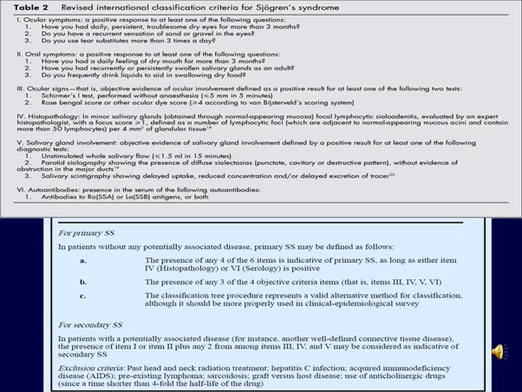Please note the criteria 1, 2, 3, 4, 5, 6. 1 and 2 are subjective criteria. 3, 4, 5, 6 are objective criteria. For a primary Sjogren to be positive, any 4 out of 6 should be present, and 3 out of 4 objective criteria must be present. For a secondary Sjogren syndrome, 1 or 2 plus any 2 from 3, 4 and 5 should be there.